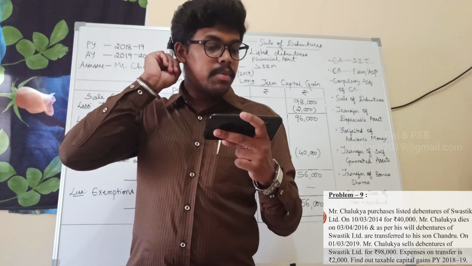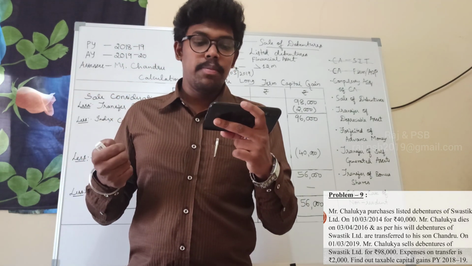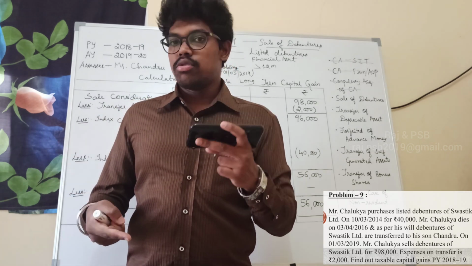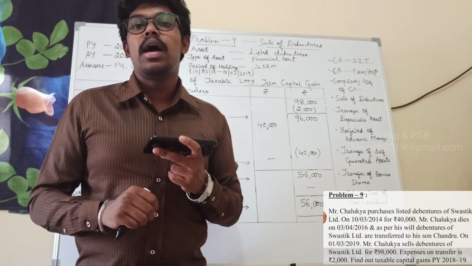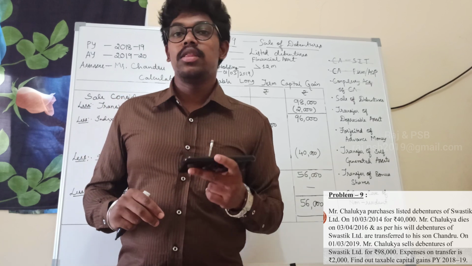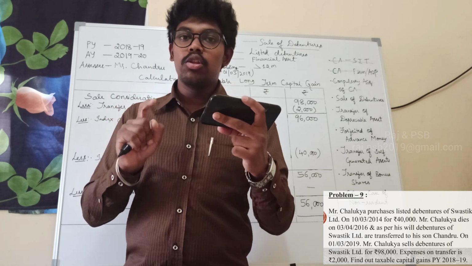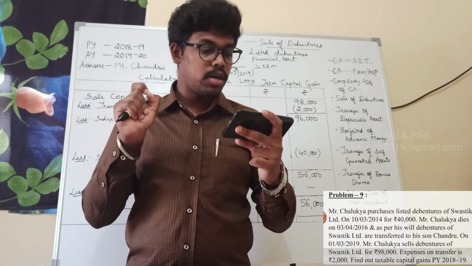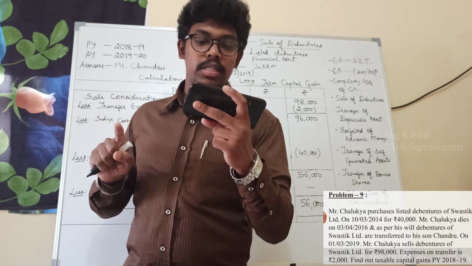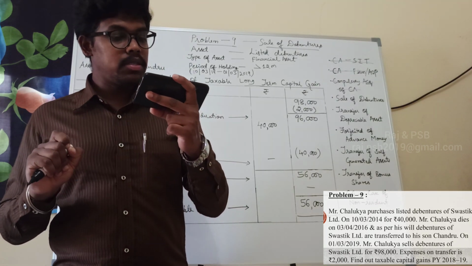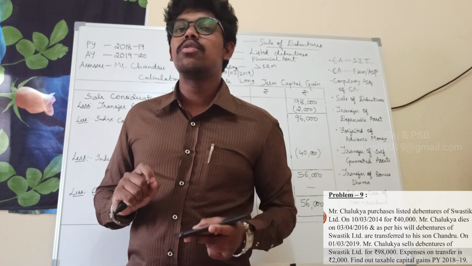So what they are saying is, Mr. Chalukya purchased some listed debentures of Swastik Limited on 10/3/2014 for rupees 40,000, and he dies, and his asset is transferred as per his will to his son Chandru. On 1/3/2019, Mr. Chandru sells the debentures of Swastik Limited for rupees 98,000. Expenses on transfer are rupees 2,000. Find out the taxable capital gains for the previous year 2018-19.